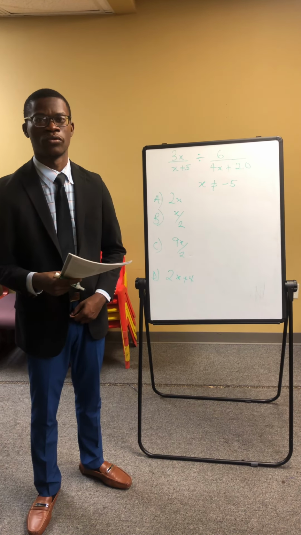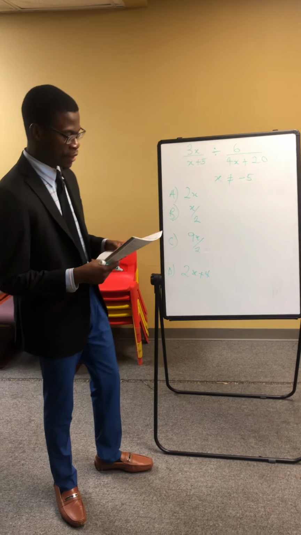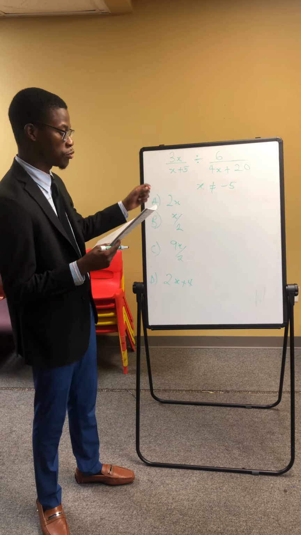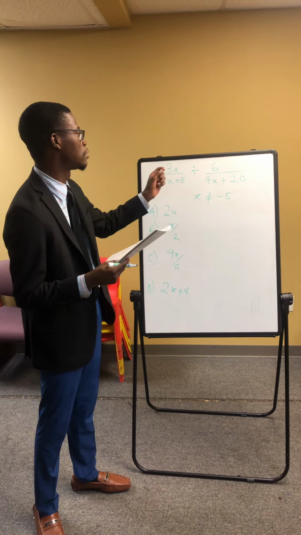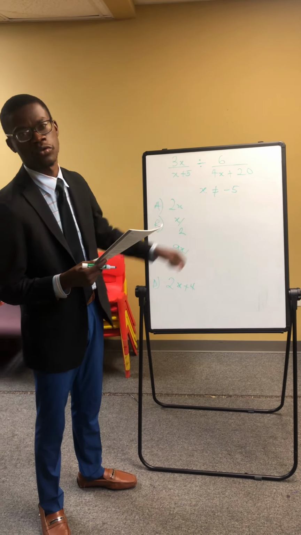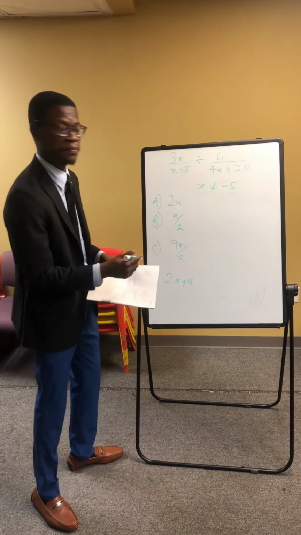We are doing 20 days of solving SAT Math Prep questions. So this is day 2, and in day 2 I have this question for you. It says, which of the following is equivalent to the expression above? 3x divided by x plus 5, divided by 6 over 4x plus 20, given that x is not equal to minus 5. All right, so let's go ahead and solve it.